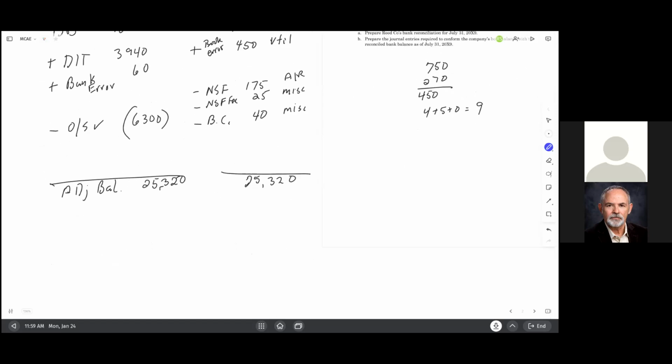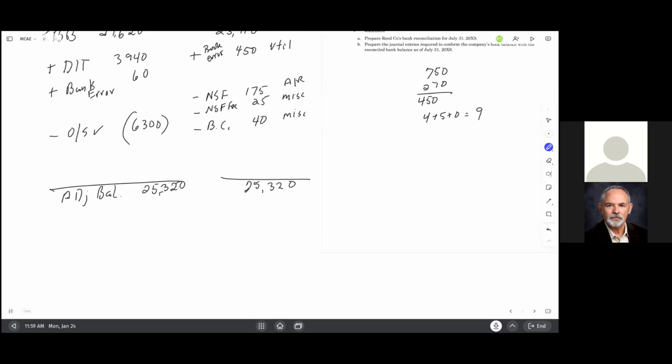So the first journal entry, all the ones up here are going to be debits to cash, and that's going to be for 450, and a credit to utility expense. Now remember, we sent $700 down there. We need to back out the 450 so that our expense is correct. Next, we got NSF, so we got an accounts receivable for 175, and of course, remember, we're taking that out of cash because it bounced right out of cash.